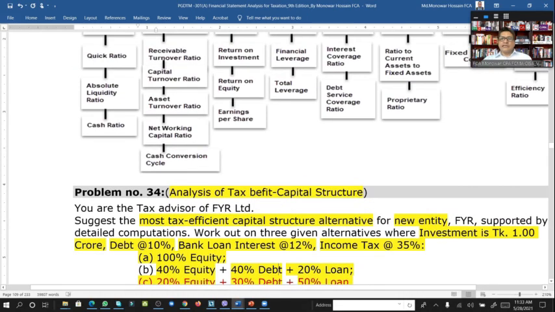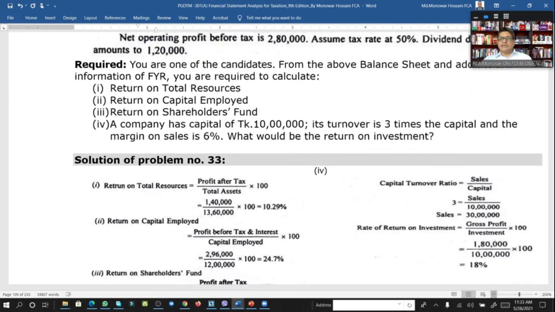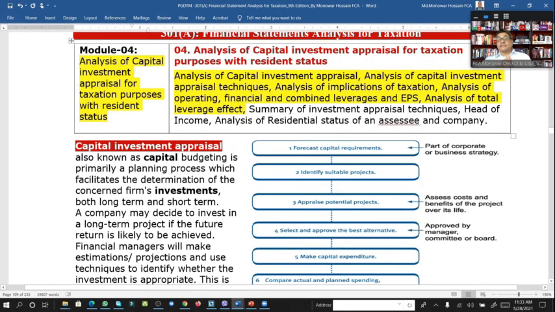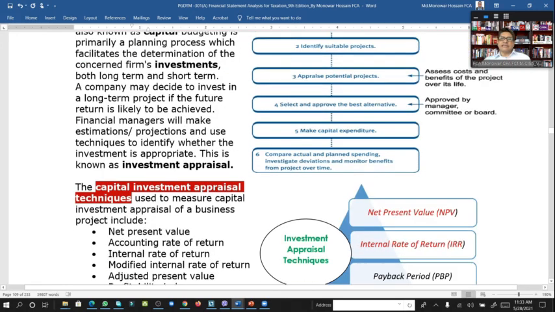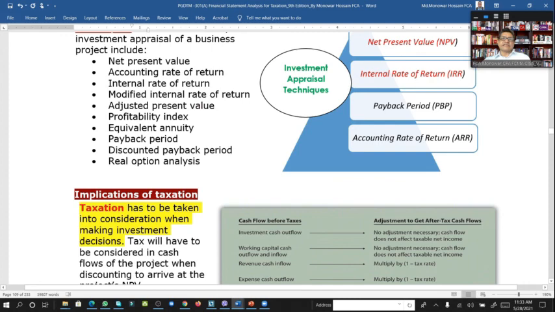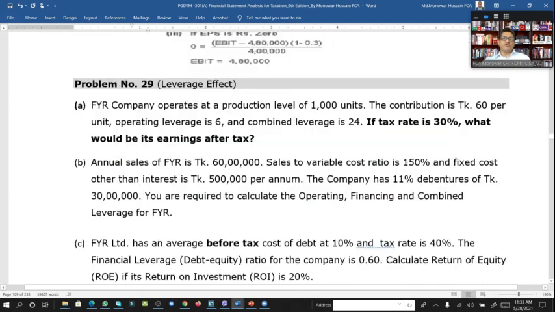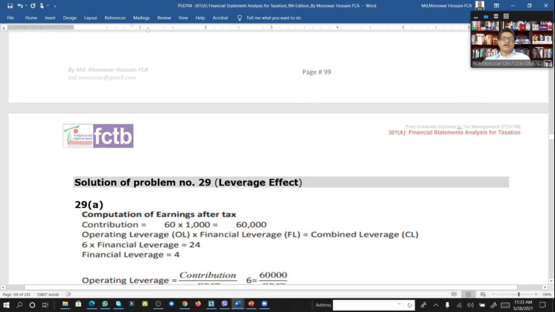so I think today we'll close here. Today we discussed the analysis of capital investment appraisal very shortly, and analysis of capital investment appraisal techniques, analysis of tax implications, and we have seen the structure of capital structure, how you can choose a capital structure, and we did one math where all techniques were within that one math. So that's all for today.